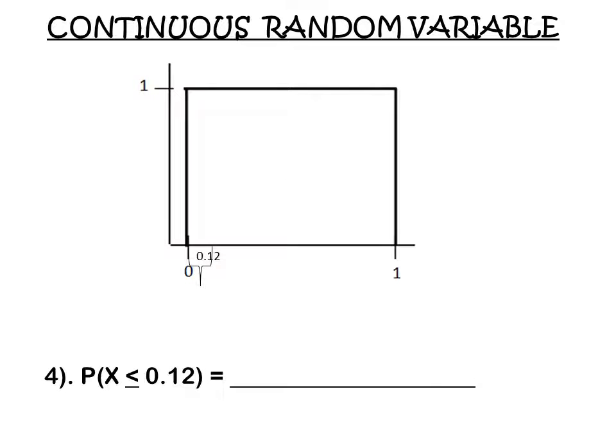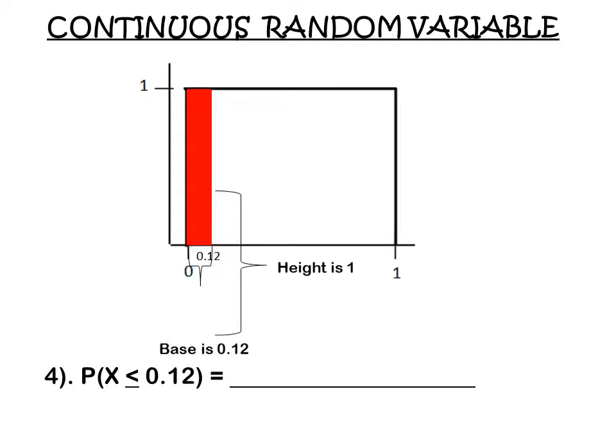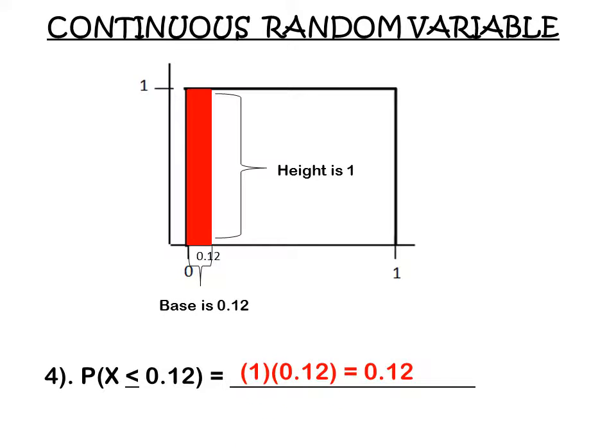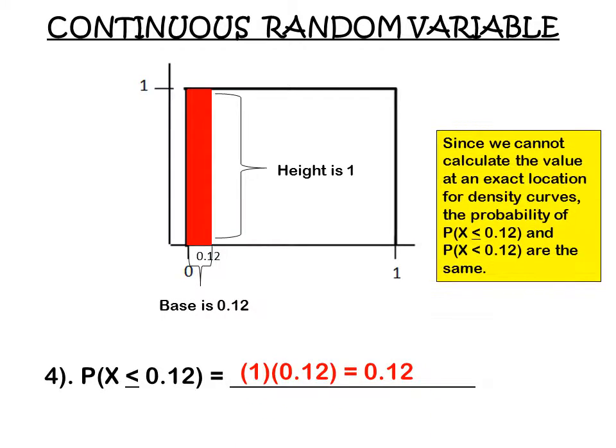The probability of x less than or equal to 0.12 is the exact same thing. Again, since we cannot calculate the value at an exact location for density curves, the probability of less than or equal to 0.12 and less than 0.12 are the same.